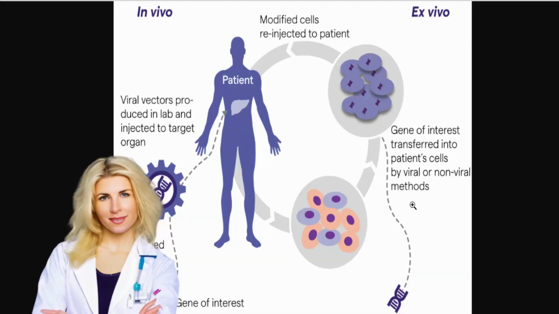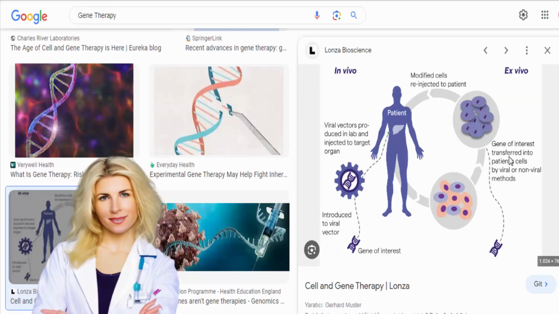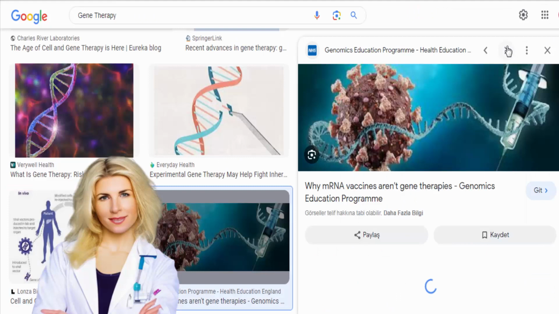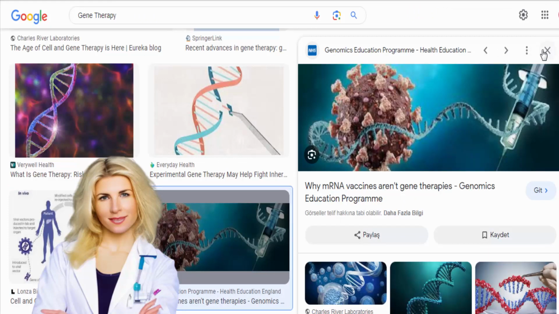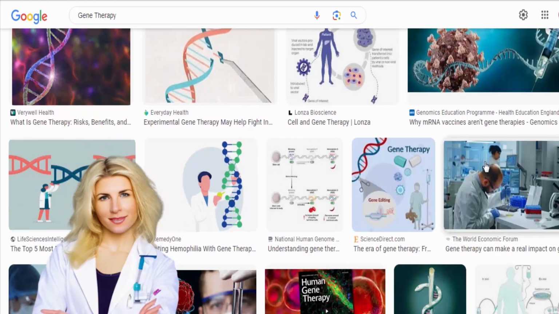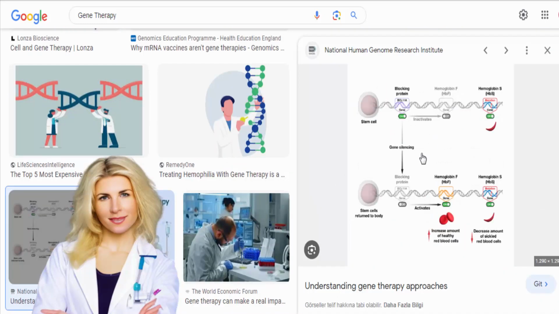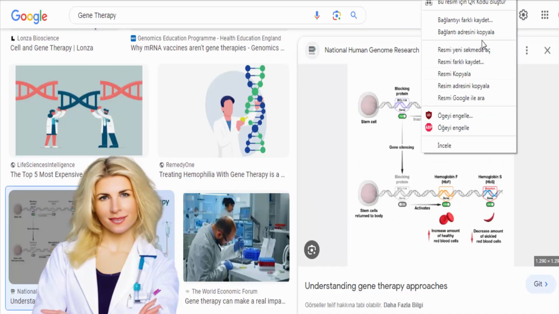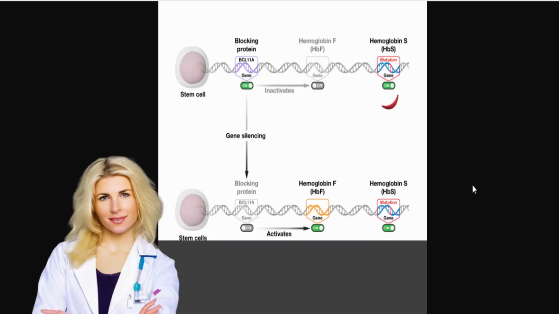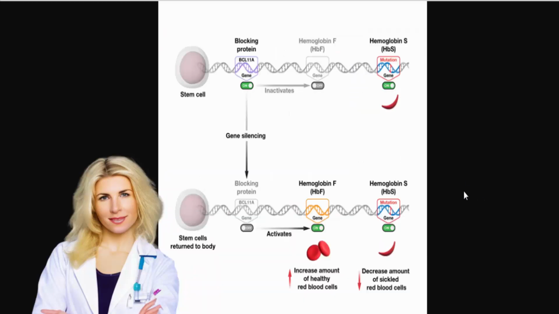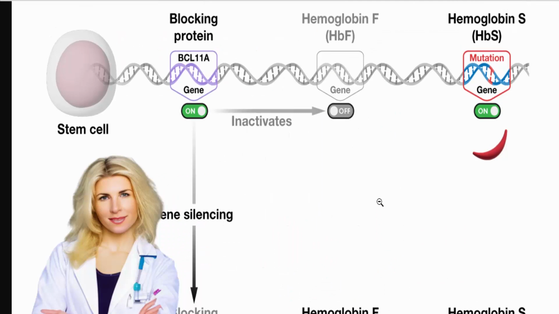Applications. Inherited genetic disorders. Gene therapy can be used to treat inherited conditions like cystic fibrosis, muscular dystrophy, and sickle cell anemia. Acquired diseases. It can also be applied to acquired diseases, such as certain types of cancer, by modifying the patient's immune cells to better target cancer cells. Rare diseases. Many rare genetic diseases that have no cure can potentially be treated with gene therapy.